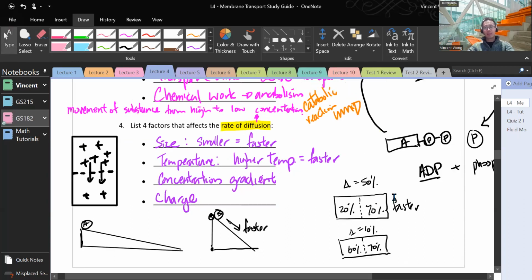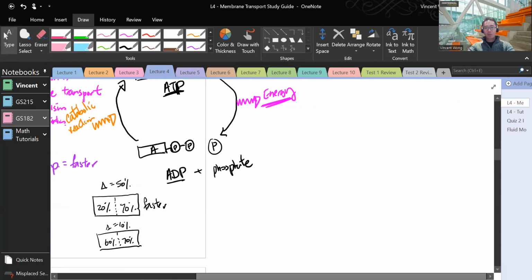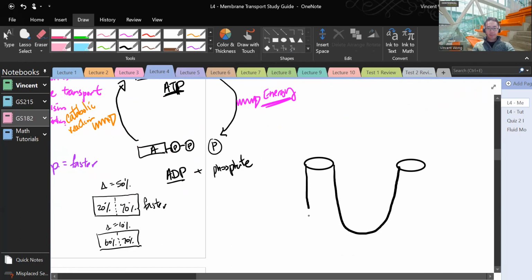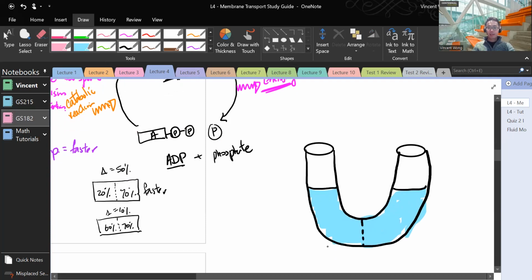Okay, so here's a question that you might see on the test, and it's worth thinking about because people usually get it wrong. This is the same diagram that you see in the PowerPoint. So there's a U-shaped tube, and we're going to put some water in it. Okay, so this is going to be filled up with water like that. Okay, we're going to put a membrane here at the bottom. And this membrane only allows water to pass.